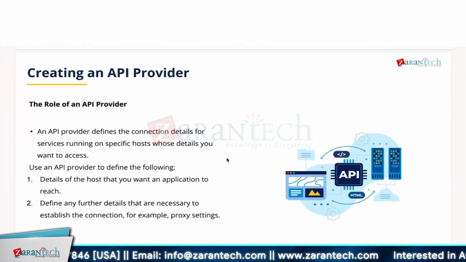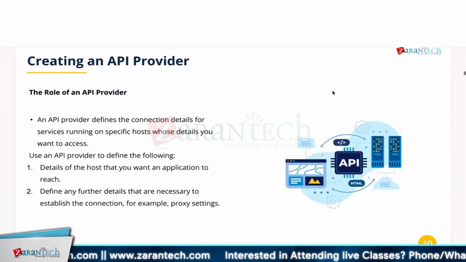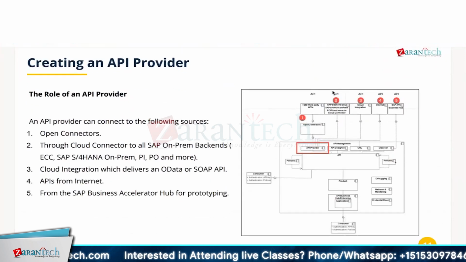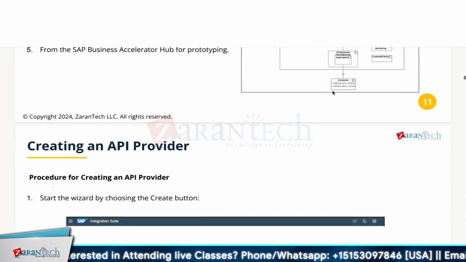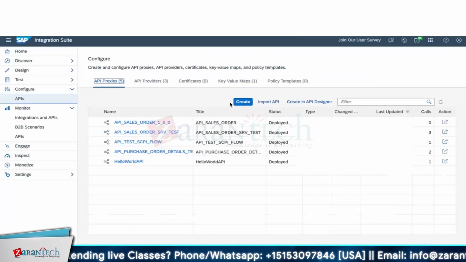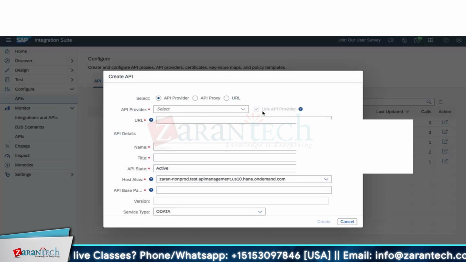So I think we will see in detail the creation of an API provider. Whenever you create a provider, you might know the basic details of host and your proxy type, which I have explained with multiple proxy types: it could be internet, it could be your Cloud Connector, it could be your CPI, or it could be your on-premise system. I can also show another option. I'm not sure whether that is available now, but yeah.